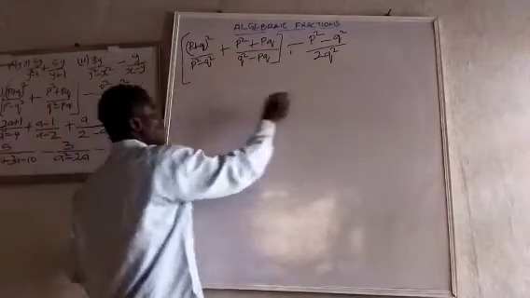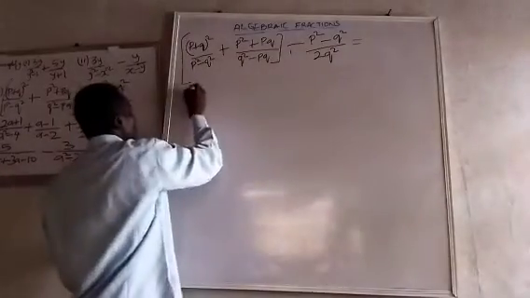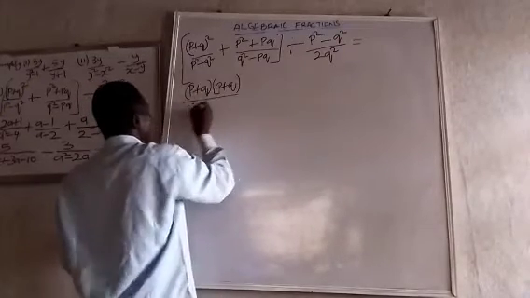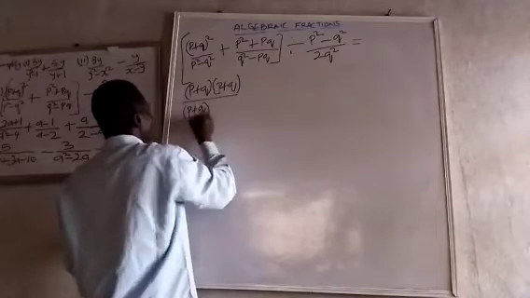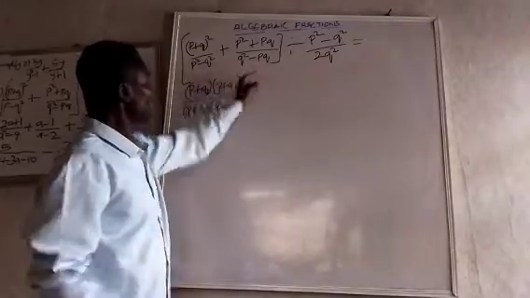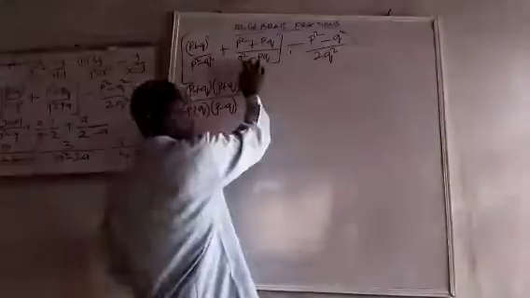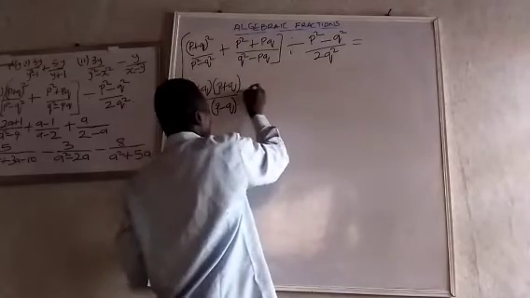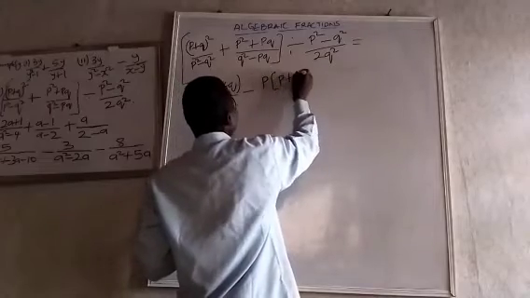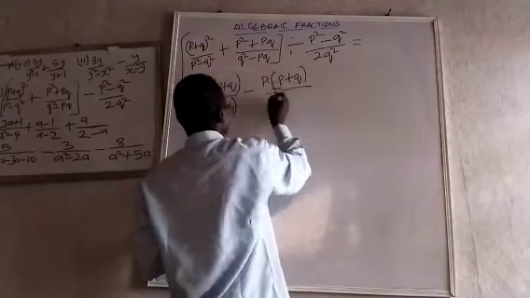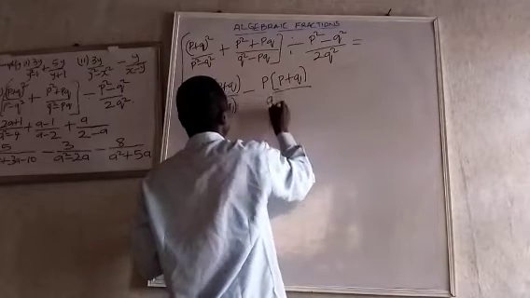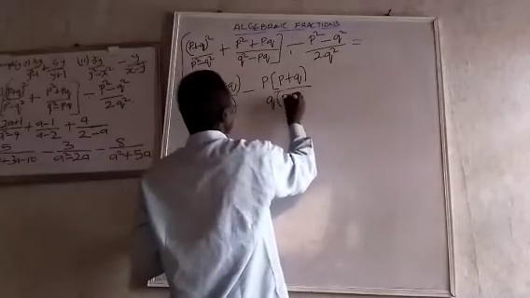I just break it down to be (p plus q)(p plus q) divided by (p plus q)(p minus q). Now, to make this one like this, I multiply this one by minus 1. So, doing that, this one becomes minus p(p plus q) divided by q(p minus q).